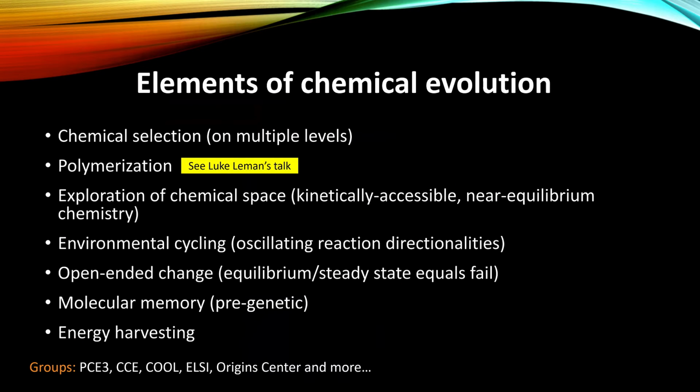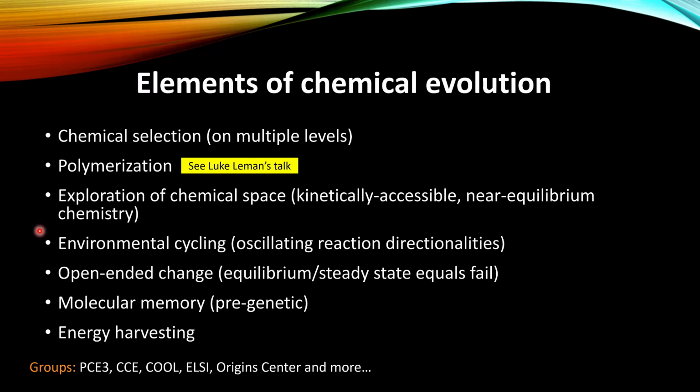Now, I want to talk about how we got to evolved polymers and molecular networks. So what are the elements of chemical evolution that we have in mind? First, we'll have different forms of chemical selection that operated on multiple levels. Polymerization: polymers will do things that monomers cannot, so we need to link the building blocks together. And we've heard about it from Luke Lehman. We also want to have reversible reactions and to explore the chemical space. So kinetically accessible, near-equilibrium chemistry will be very beneficial here.